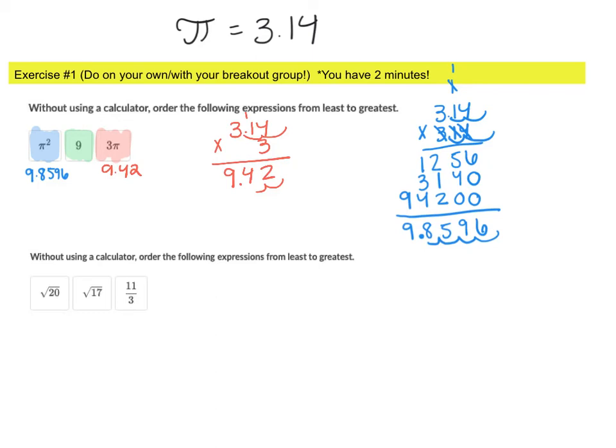So the smallest one of these is my green one, 9. Next, I have my red one, 9.42. But remember, that was represented as 3 pi. So I'm going to use the exact terms they gave me to start off with. That means that my last one is the one in blue, 9.8596, which is the same as saying pi squared. So this is my order from least to greatest. That is my answer. Okay?